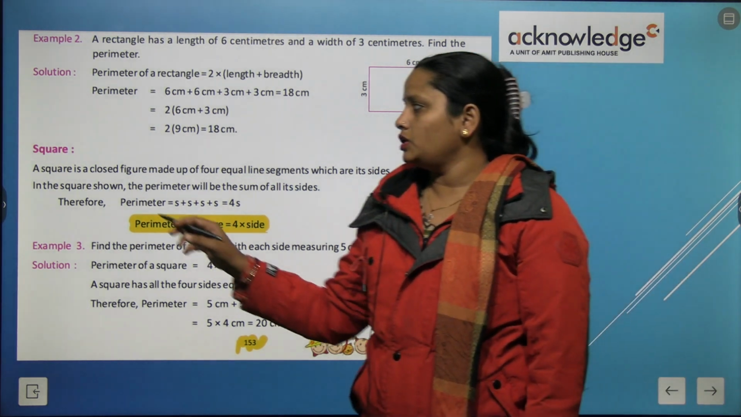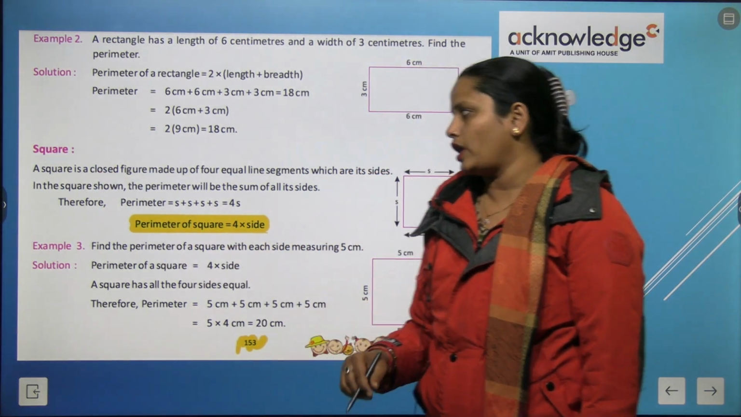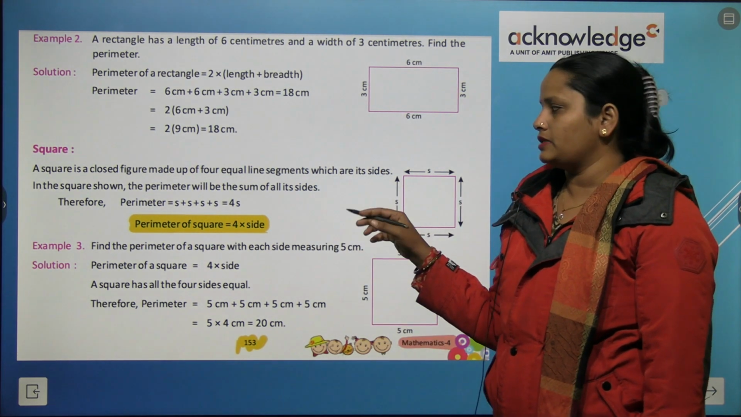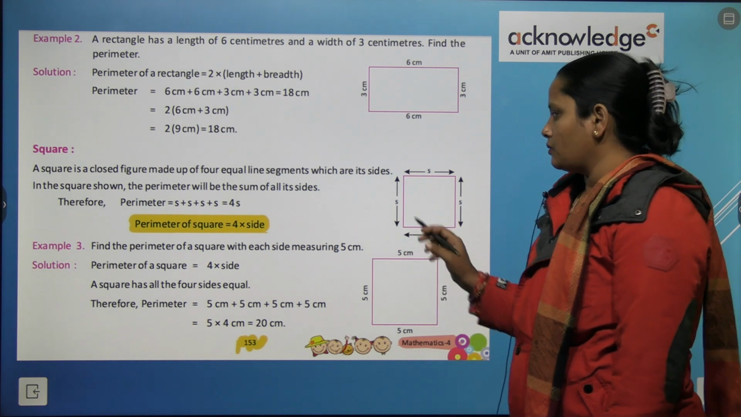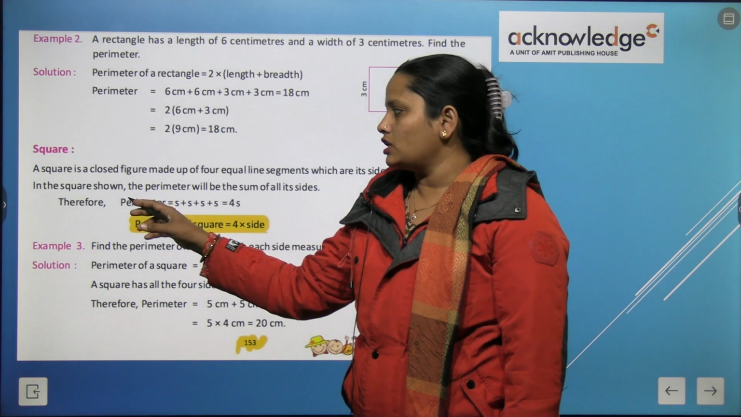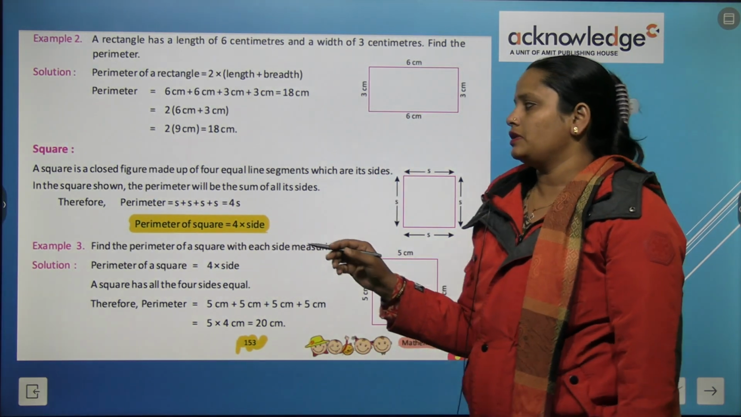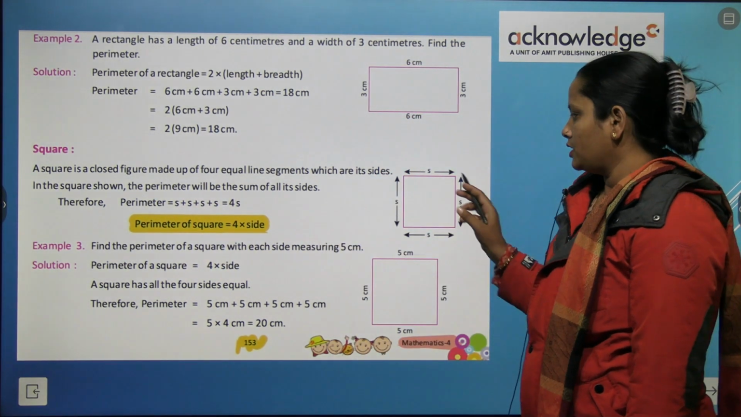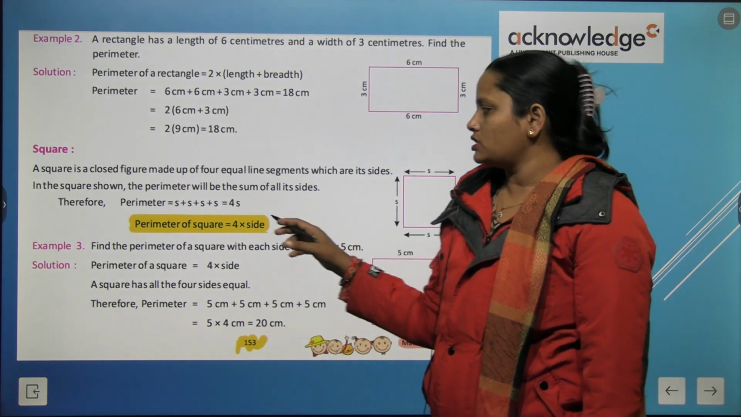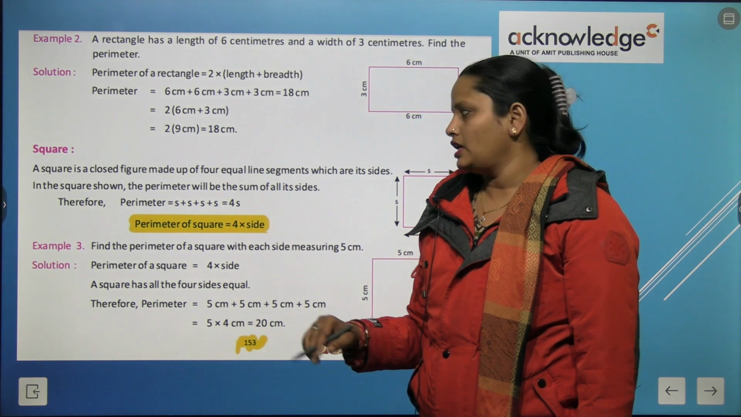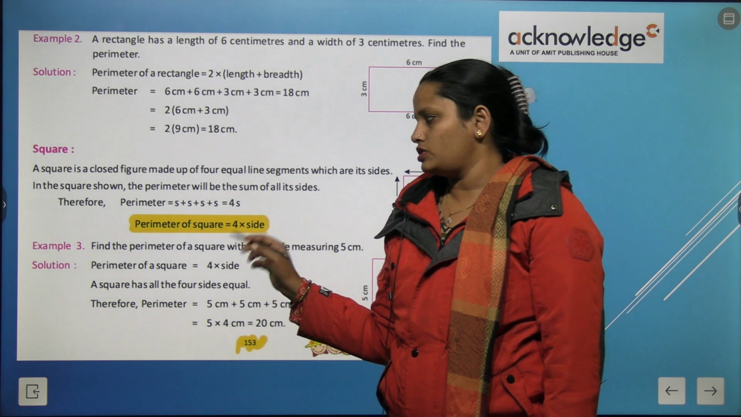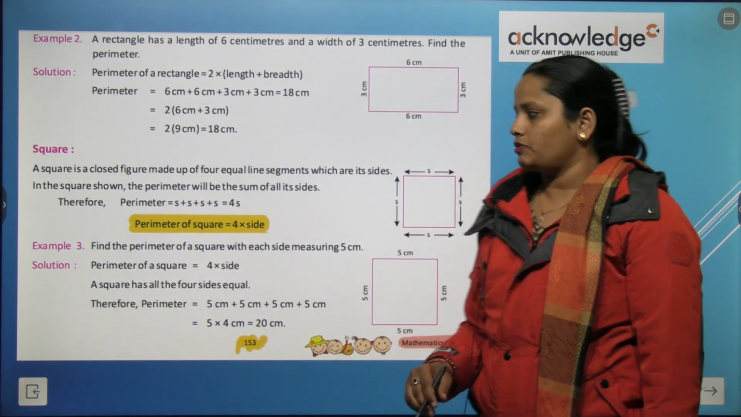Similarly let's learn the next one, that is square. A square is a closed figure and all the 4 line segments are equal. All the line segments of a square are equal. So in this shape, the perimeter will be the sum of all its sides. Perimeter means we add all the sides. So when we add all the sides, we get 4 times S, which means the perimeter of a square is 4 into side.